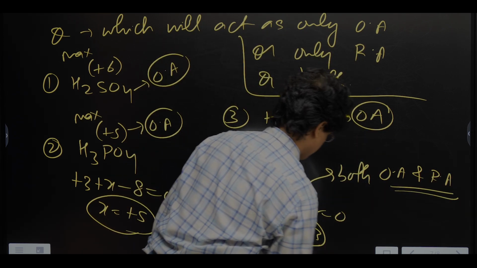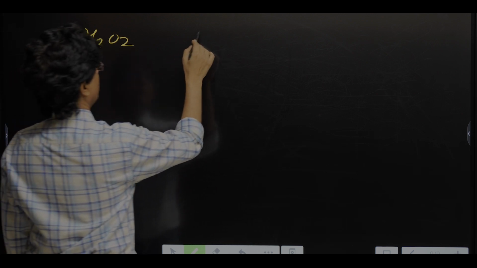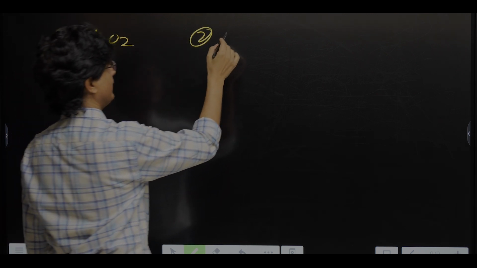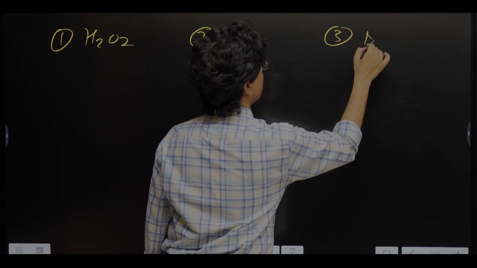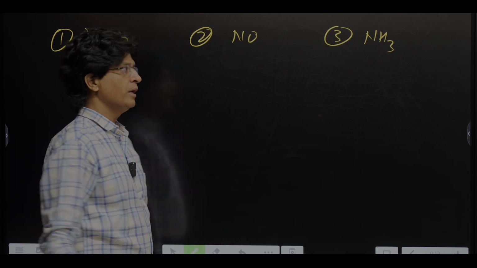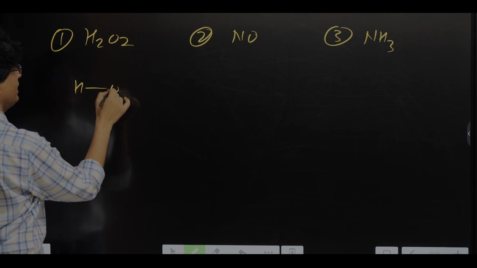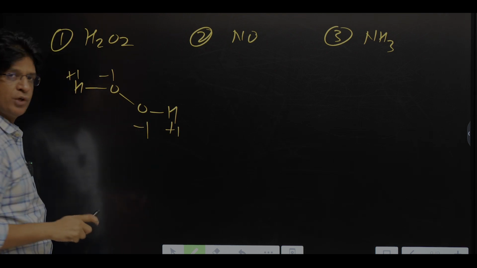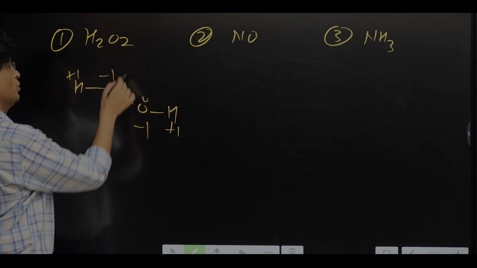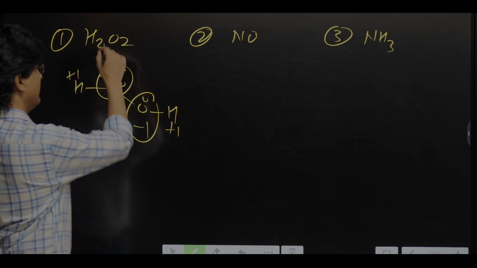So let's do some more questions. One more example, we have got H2O2. The second example will be NO, and a third example maybe NH3. So H2O2, the structure I told you yesterday is this one: +1, -1, +1, -1. And 0, 0 for this one. So overall -1. In peroxide, I told you oxygen is -1, as in H2O2.